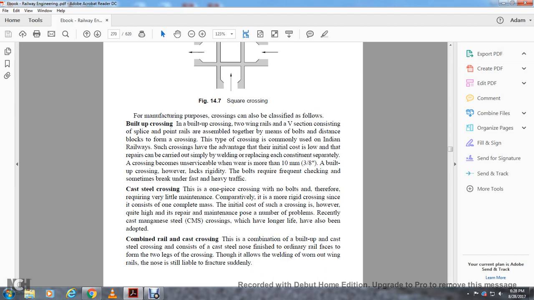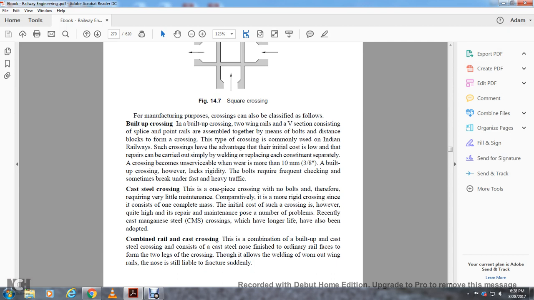This type of crossing is commonly used on Indian Railways. The built-up crossing has the advantage of low initial cost, and repair is carried out simply by welding, replacing each component separately when the crossing becomes unserviceable, with 10 millimeters or 3/8 inch of wear. However, due to the lack of rigidity, it requires frequent checks and can sometimes break under fast and heavy traffic.